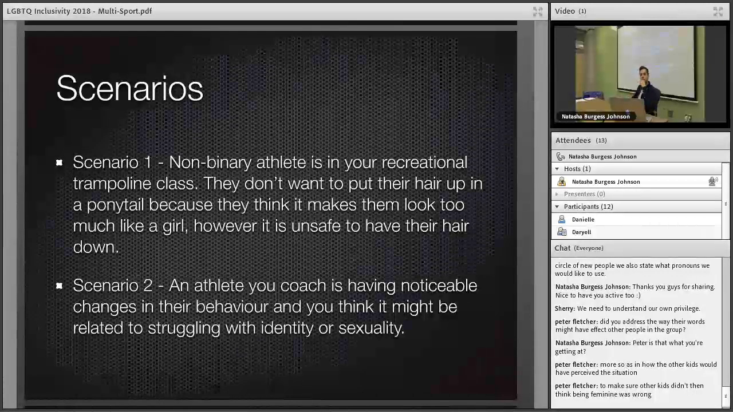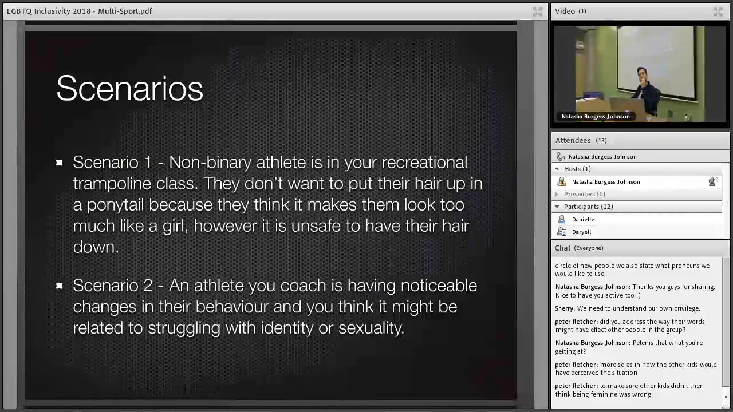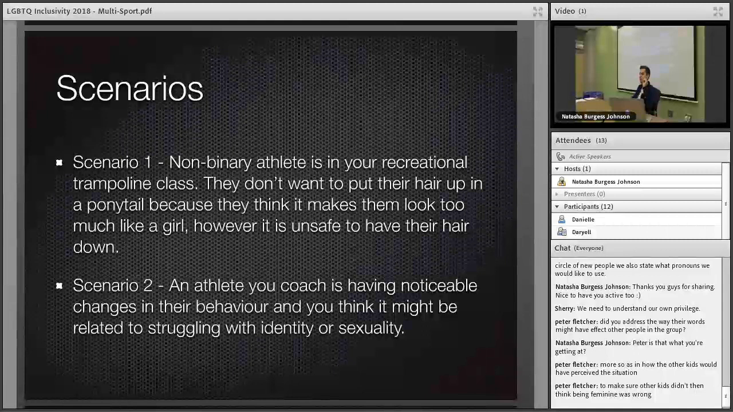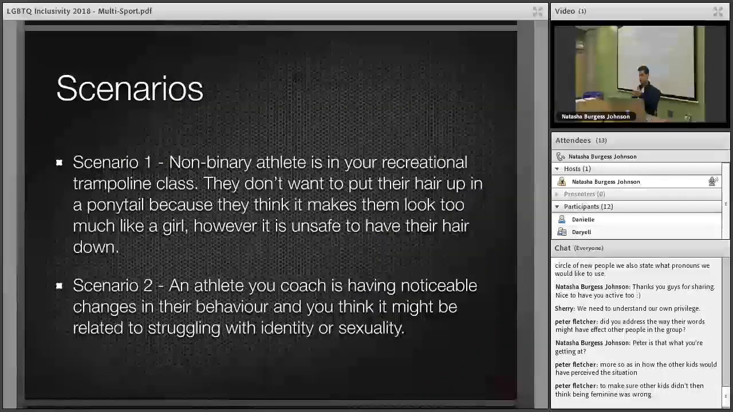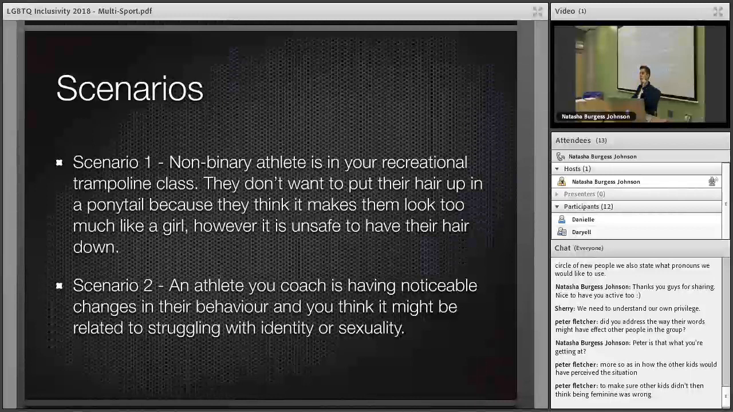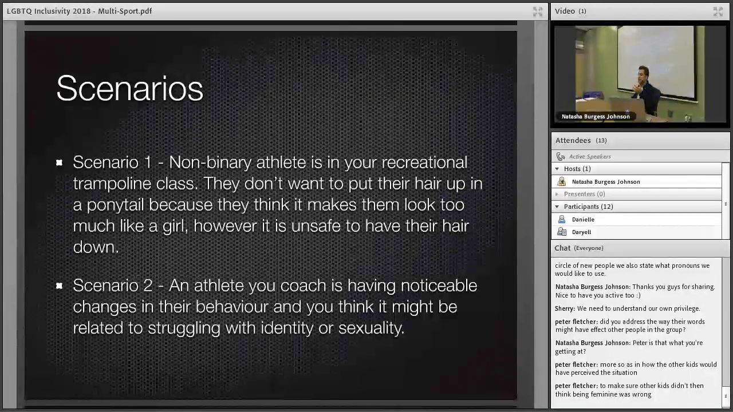We have a coach just asking, in that scenario one, how did they work with the other athletes in like perception of the situation to make sure the other kids didn't then think that being feminine was wrong? So the athlete had a fairly gender non-specific name, which helped. But it really didn't come up. Okay.